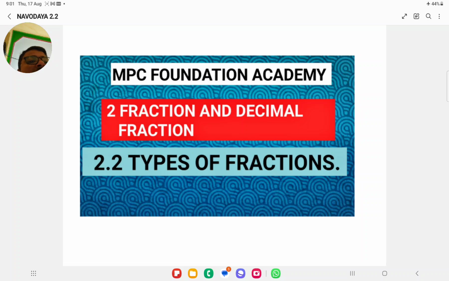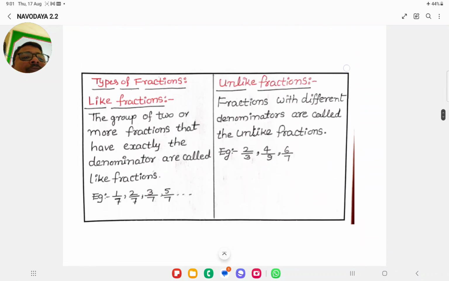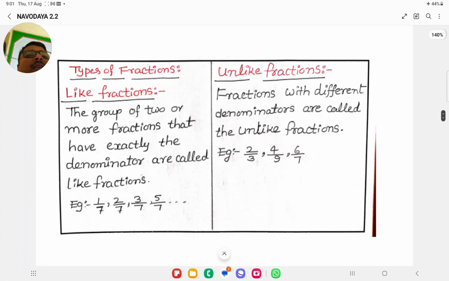In this video we will discuss the types of fractions. Now we will start our video. In the last video we discussed proper fraction, improper fraction and mixed fraction. In this video we will discuss the remaining types of fractions.